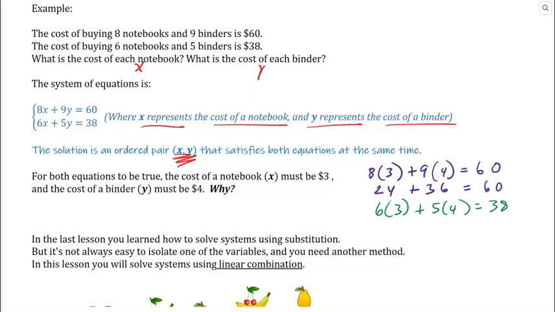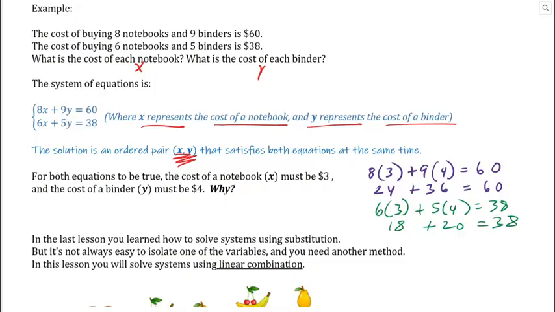6 notebooks at $3 each, and 5 binders at $4 each. Well, 6 times 3 is 18. 5 times 4 is 20. 18 plus 20, yeah, that equals 38. So that is true for both equations. Now, that's not just guessing, there's math involved here.